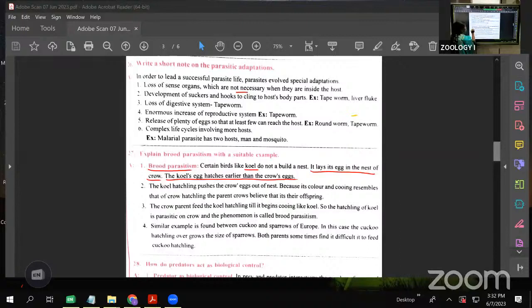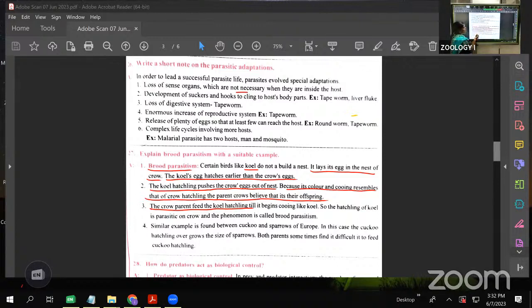The cuckoo hatchlings push the crow eggs out of the nest. Actually they are the cuckoo's eggs. They hatch before, and they throw out the eggs of the crow. Clear? Because the color and the calling resemble the crow hatchlings of the parents, the crow believes that they are its offspring. Here, the crow parent feeds the cuckoo's hatchling. Actually, the cuckoo's hatchlings are there now. The hatchlings push the crow eggs out, and they are present there.